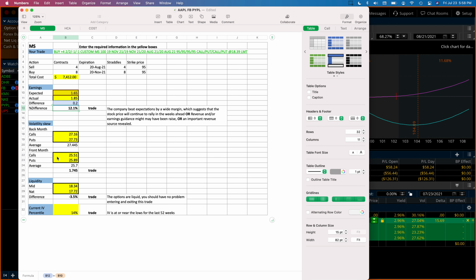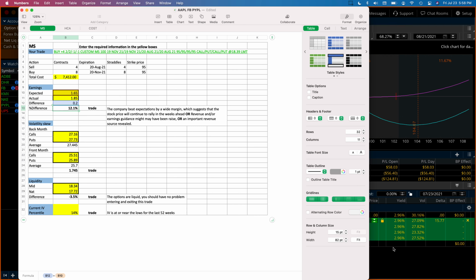Something similar, all right? So we have the average for the front month is 25.7, and for the back month, 27.44. The difference is 1.45. If this number is less than 3%, it can be traded. Less than 3, number 3, okay? Because this is volatility in percentage. So if the difference is less than 3, I'm good to go.